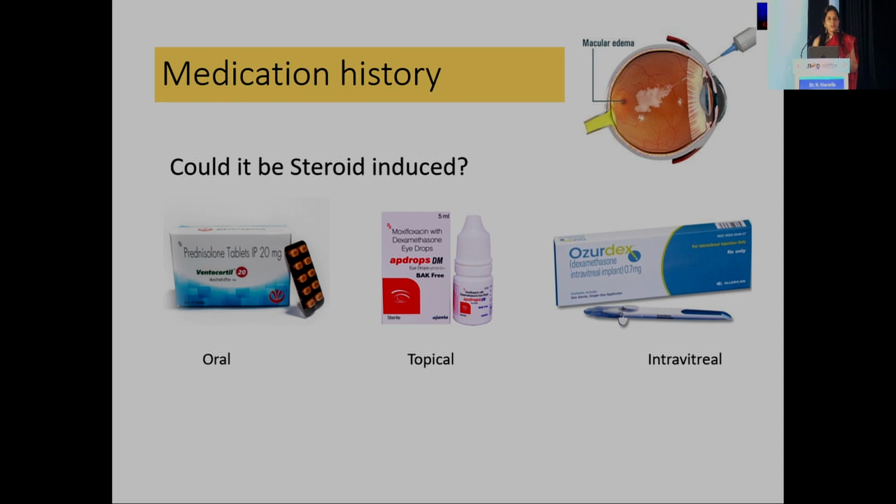Next important thing is medication history. You'll also have to look at all of the medicines that the patient is taking. Sometimes they may be having a skin disorder where they may be using steroids, or maybe rheumatoid arthritis. So look at the history and then take a very careful history regarding oral steroid use and any intravitreal injections previously. So all of this has to be noted very clearly.